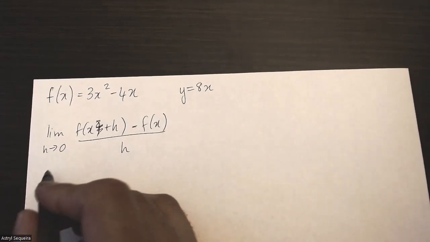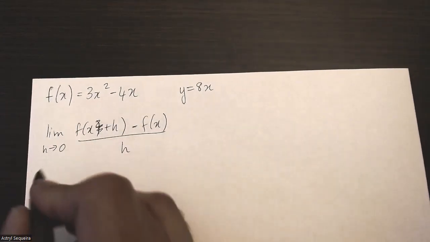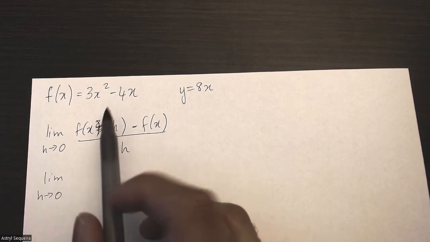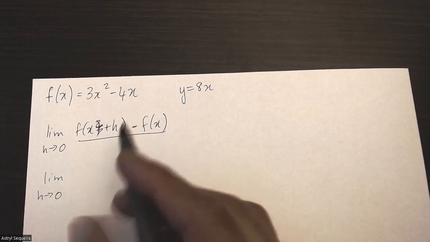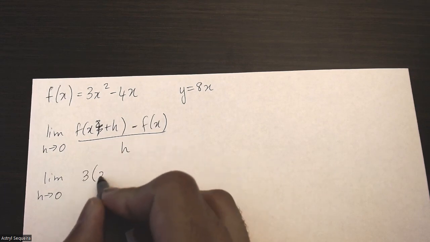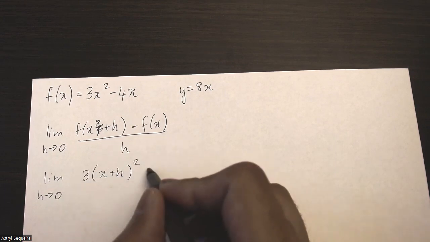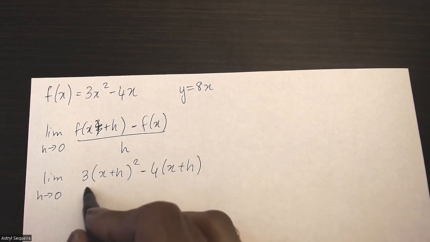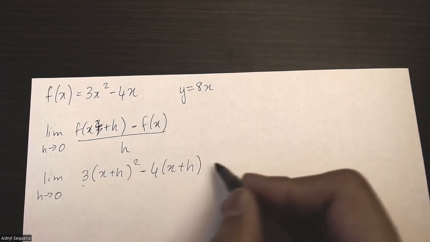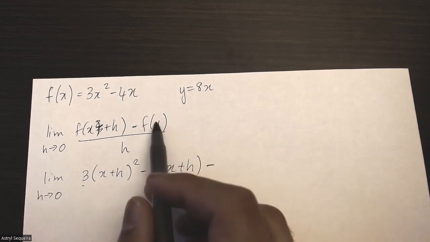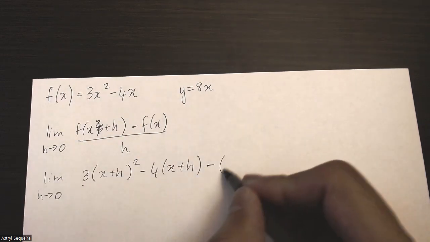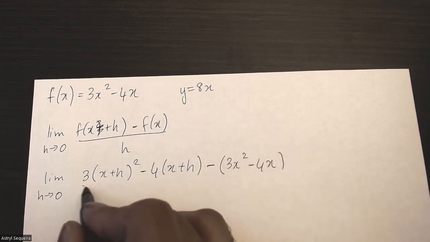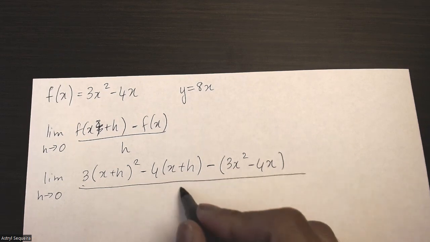So I'll start by subbing in this formula for f of x plus h. So lim h approaches 0, replacing these two x's with x plus h. So I have 3(x plus h) squared minus 4(x plus h). And then I'm subtracting f of x, which is the original equation. So I'll do that inside a bracket always. The negative has to distribute. And we're dividing this all by h.